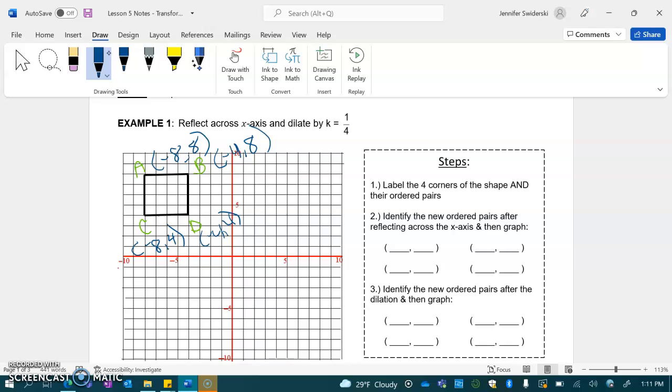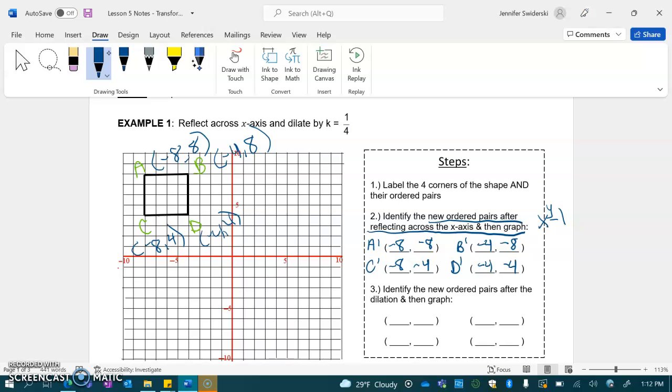All right, so now what they want me to do after I've labeled those ordered pairs is identify the new ordered pairs after reflecting across the x-axis. So remember, when we reflect across the x, what we're really doing is multiplying our y by -1. So I'm going to have -8, -8 for A prime. B prime will be at -4, -8. C prime will be -8, -4. And D prime should be -4, -4.